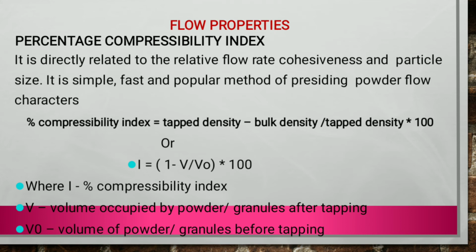Percent compressibility index is given by tap density minus bulk density upon tap density into 100, or I is equal to 1 minus V upon V0 into 100, where I is percent compressibility index, V is the volume occupied by powder or granules after tapping, and V0 is the volume of powder or granules before tapping.